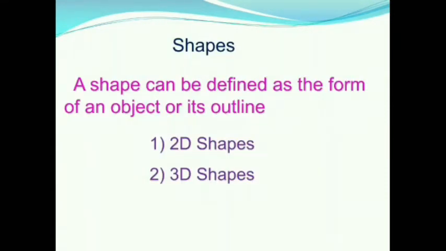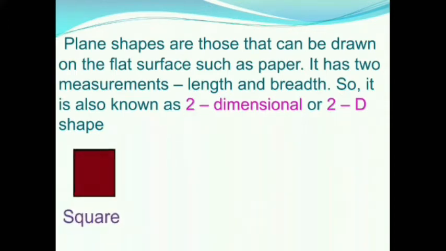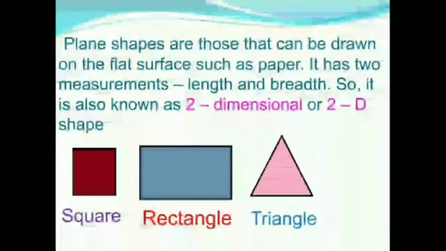Shapes. A shape can be defined as the form of an object or its outline. Now we will learn the types of shapes. They are 2D shapes and 3D shapes. There are a number of shapes all around us. Plane shapes are those that can be drawn on the flat surface, such as paper. It has two measurements, length and breadth, so it is also known as two-dimensional or 2D shape. The four basic shapes are square, rectangle, triangle, circle.